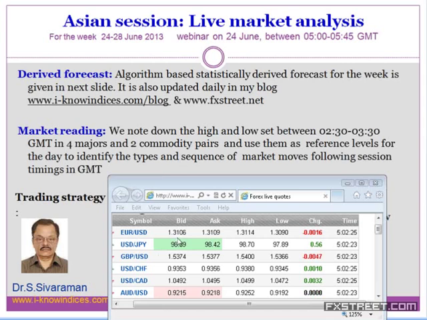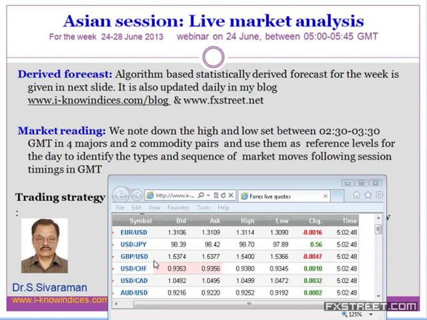Now Euro is currently trading around 1.3106. 1.3114 is the high, 1.3090 is the low. 16 pips negative net change is seen. So that means Euro is currently trading 16 pips below the Friday close. And in the case of USD Yen, it is trading around 98.39, the high is 98.70, the low is 97.89, and 56 pips positive net change is seen.